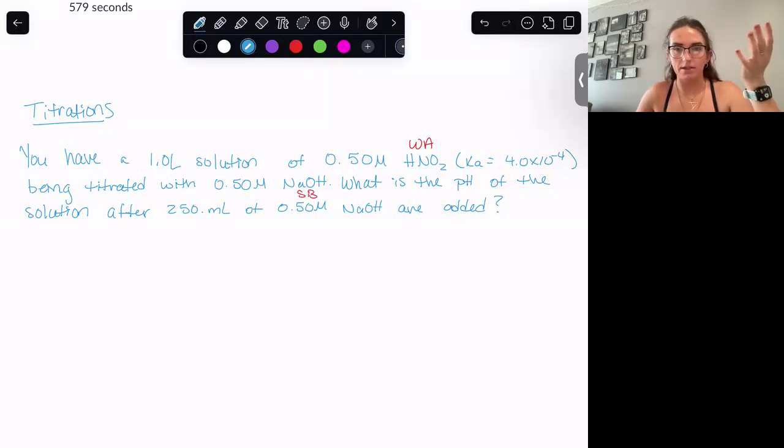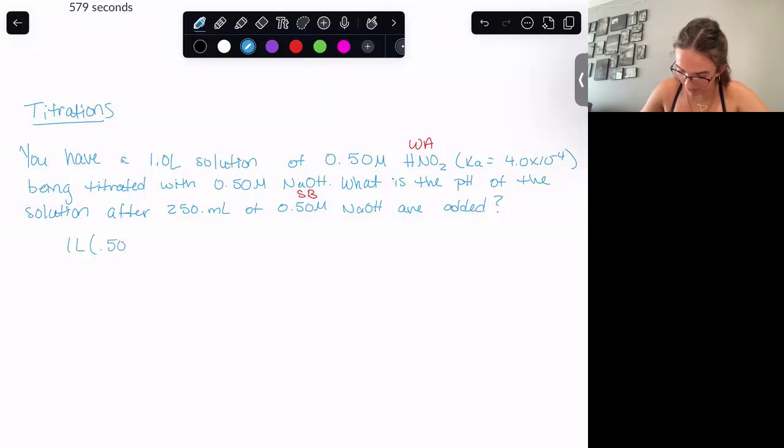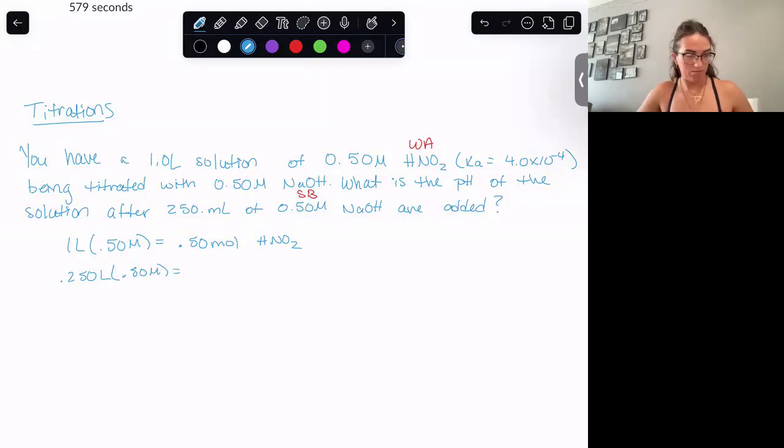We need to figure out which one we have excess of, if we have excess. So we convert to moles by taking 1 liter, multiplying that by 0.5. So we end up with 0.50 moles of HNO2. And then we have 0.250 liters multiplied by 0.5 molar. So we get 0.125 moles of NaOH.